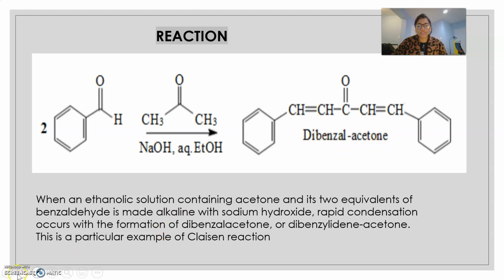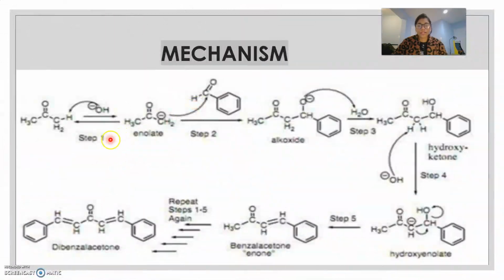Now we are going to see its synthesis, how the reaction takes place in detail. This is acetone. We add the alkaline NaOH. It will dissociate into two ions, that is Na plus and OH minus. This OH minus will attach to the hydrogen and abstract it, and the formation of the enolate ion will take place.